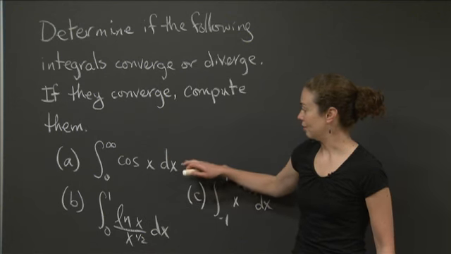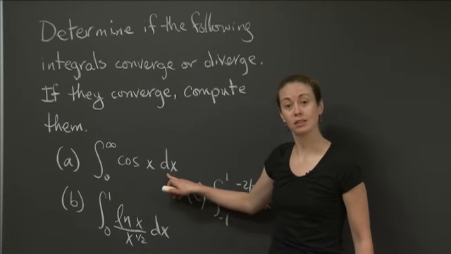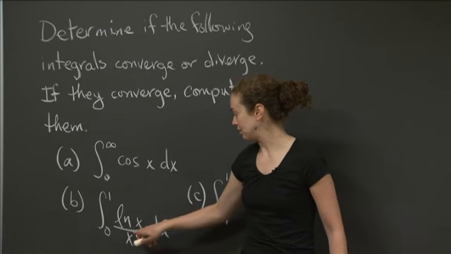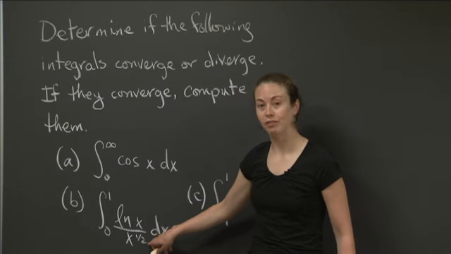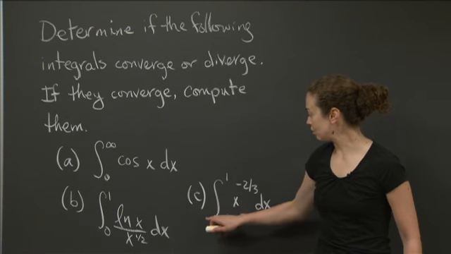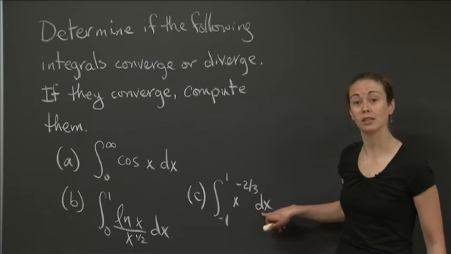So there are three of them. The first one is the integral from 0 to infinity of cosine x dx. The second one is the integral from 0 to 1 of natural log x divided by x to the 1/2 dx. So that's just square root x. Remember down there. And the third one is the integral from -1 to 1 of x to the -2/3 dx.